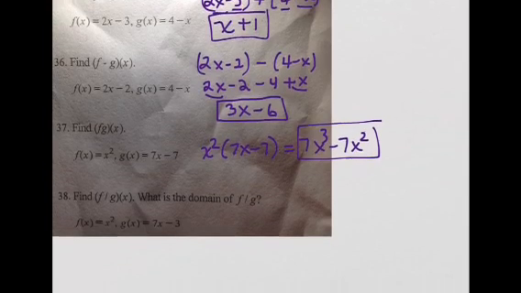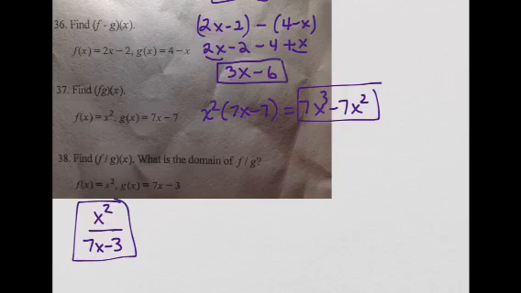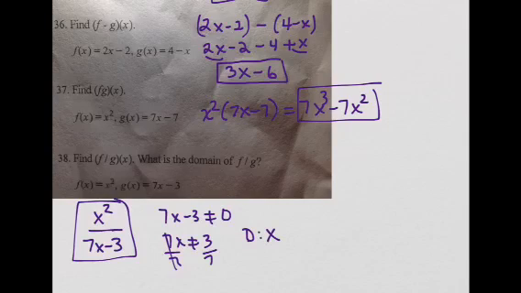Number 38. There is a domain there that they're asking for. But first let's do f divided by g. So f is x squared and g is 7x minus 3. Okay, so this is f divided by g of x. Domain, remember the denominator cannot be 0. So 7x minus 3 cannot be 0. 7x cannot be 3. Divide by 7, so x cannot be 3/7. So domain, all x such that x cannot be 3/7.